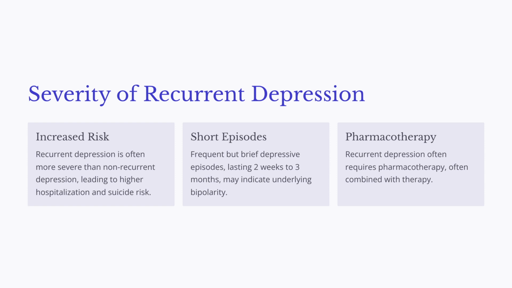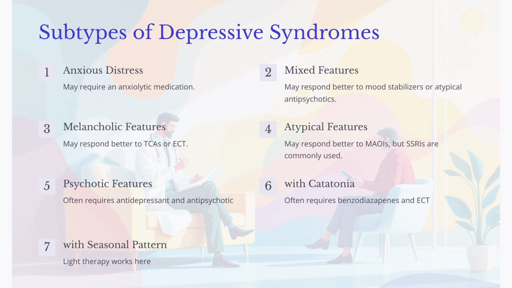So key takeaways from these distinctions: recurrent depression generally requires medications, often combined with therapy. Recurrent depression is often more severe than single episode depression. And if you're seeing a patient with recurrent depression with short depressive episodes, maybe be on the lookout for bipolar disorder. All right, now let's just quickly go into the different subtypes of the depressive syndromes.